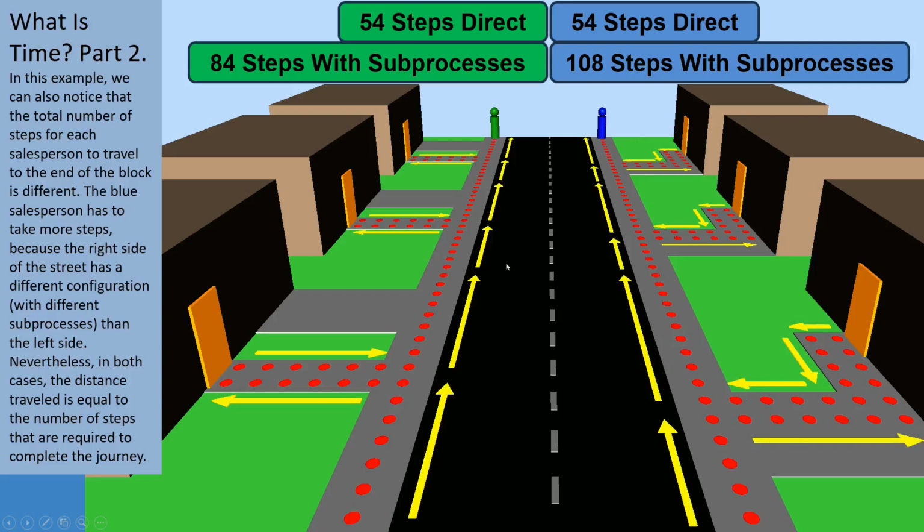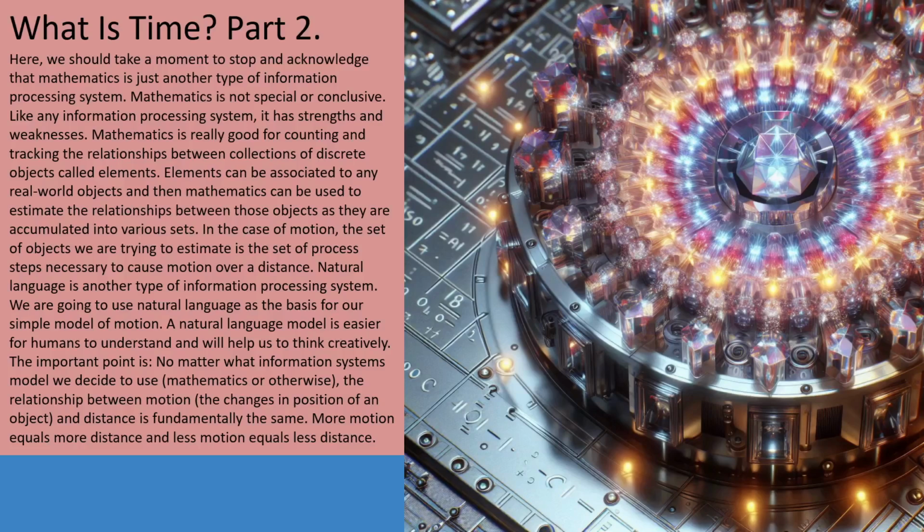So when we're dealing with complex systems like a clock, there's a lot of sub-processes that have to be understood indirectly. When we take into account all of the sub-processes, we have 84 steps with sub-process on the green side and 108 steps with sub-process on the blue side, which makes those systems different, even though they may seem to be the same when we measure them directly. And so we have to take all of that into account when we're dealing with these complex systems that we call clocks.